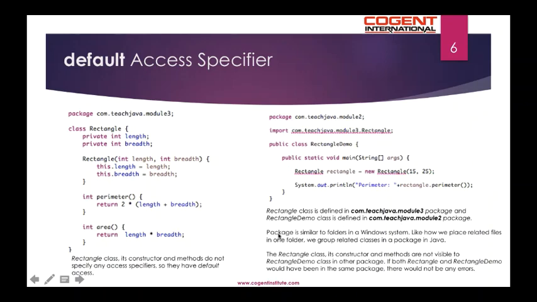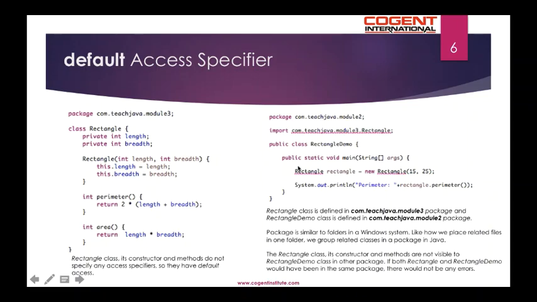A package is similar to folders in a Windows system. Like how we place related files in one folder, we group related classes in a package in Java. The rectangle class, its constructor and methods are not visible to the rectangle demo class in the other package. If both rectangle and rectangle demo had been in the same package, there would not be any errors. In this case, the rectangle object cannot be created because the class has default access and can be accessed only within the same package.